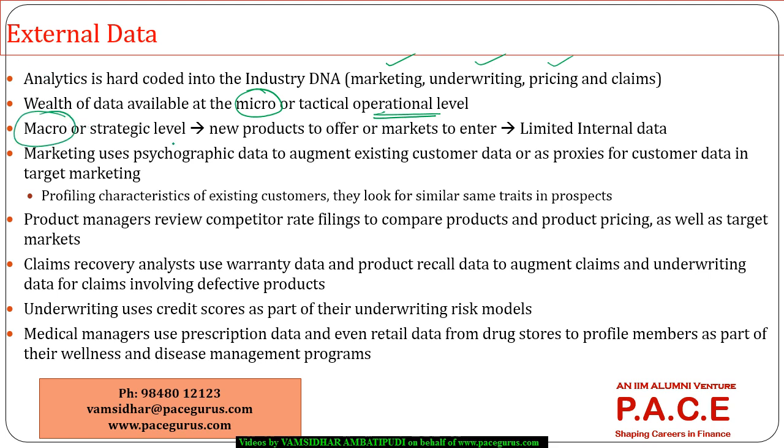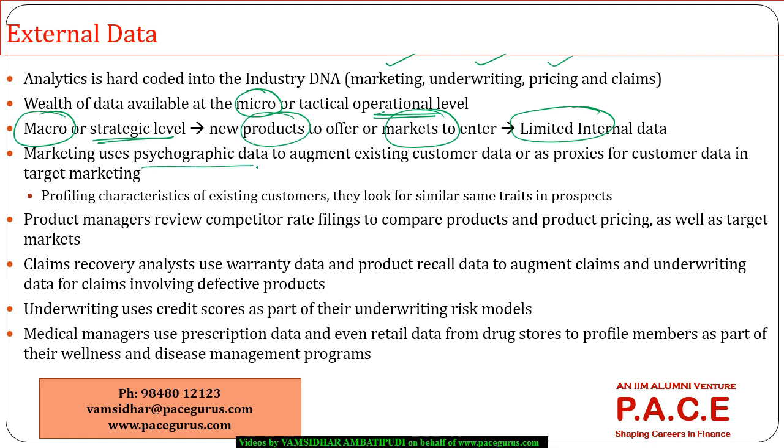But when it comes to macro level or a strategic level, when I say strategic level, I want to introduce new products into the market, or I want to enter into a completely new geography. If I want to take such decisions, the internal data availability is very, very limited. In these cases, the insurance companies have to resort to more and more external data itself.